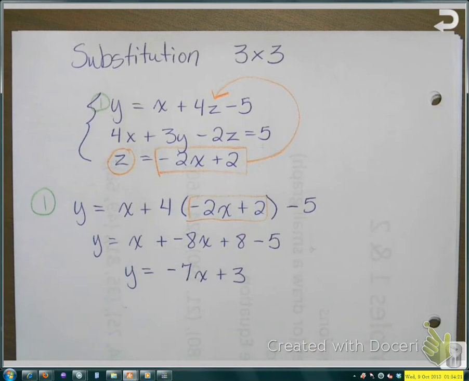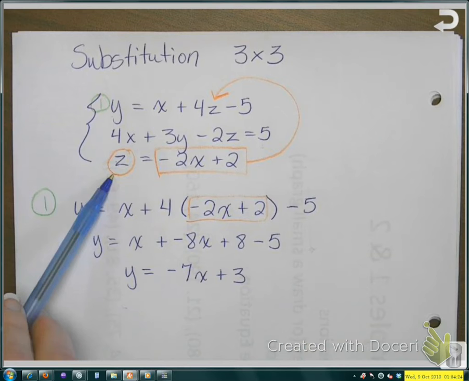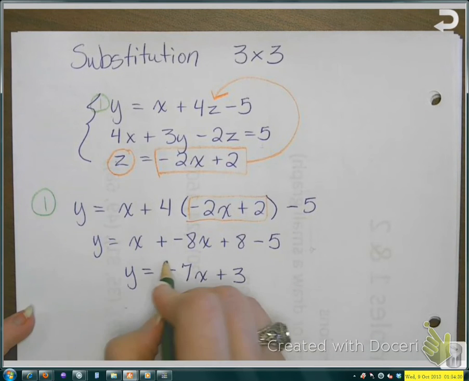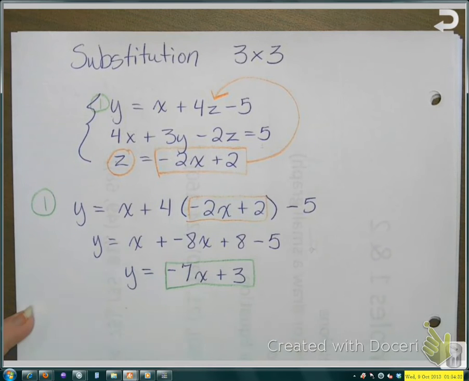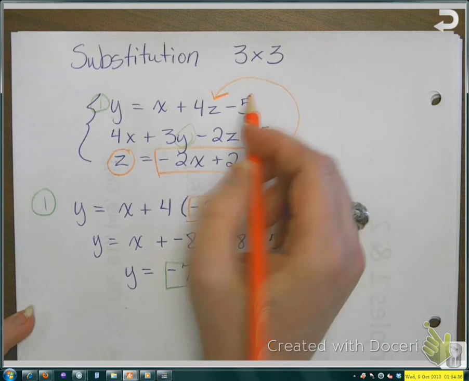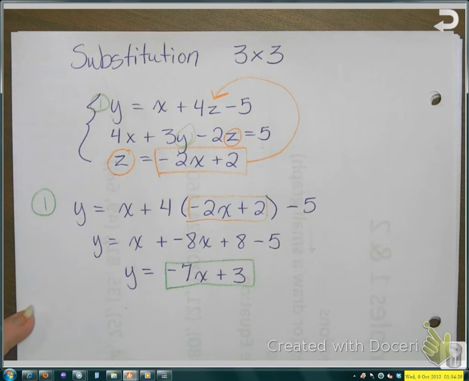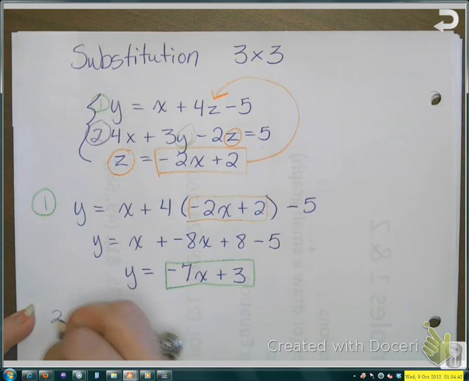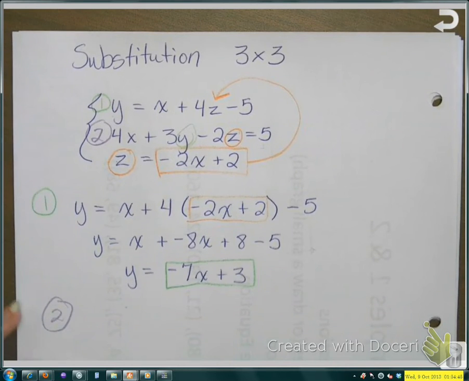So now I have y in terms of x. So I have z in terms of x from my original equation, and I have y in terms of x. So if I plug in for y and for z into the second equation, I could get all of them in x's. Alright, so let's do that.